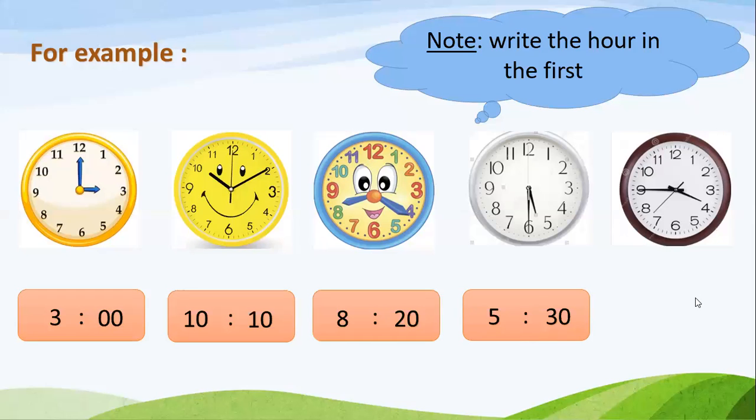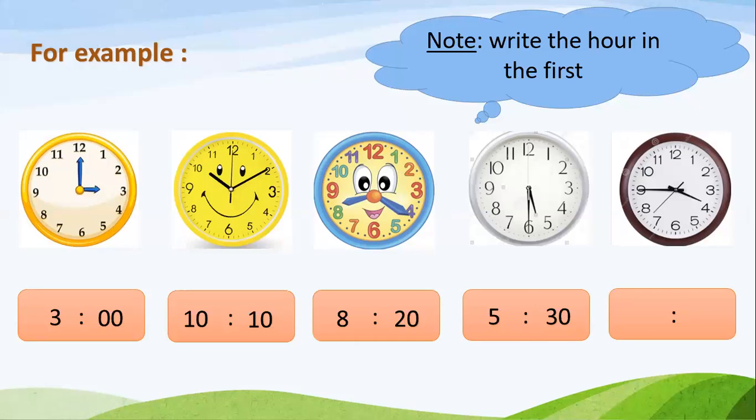Now we want to solve this clock in digital form. We have 2 parts, hours and minutes. Shall I write the hours or minutes first? We will write the hours. The short hand shows the hours. Look at this note: write the hour first. So the short hand shows the hours. So I will write what?